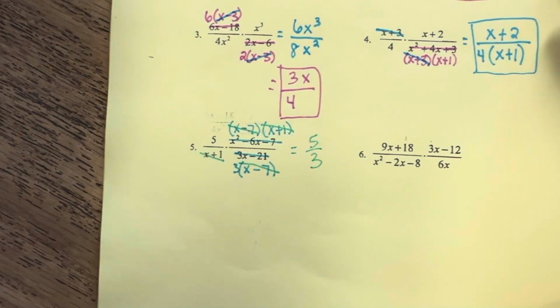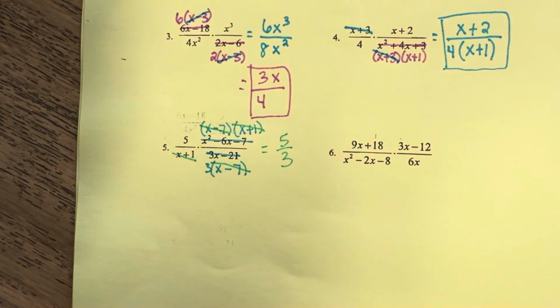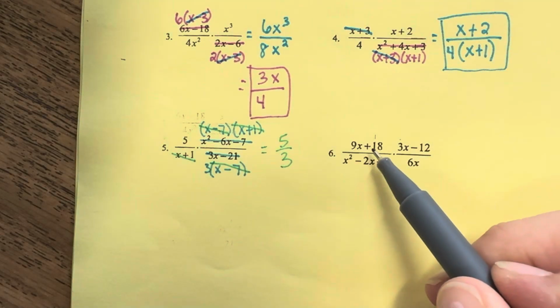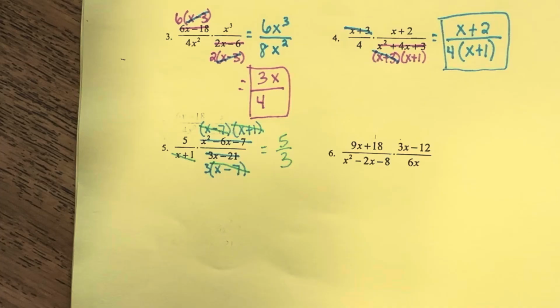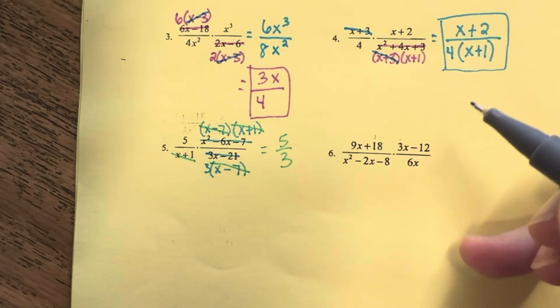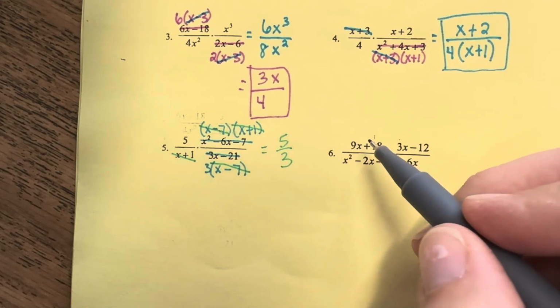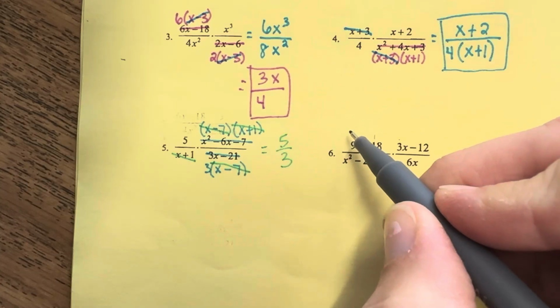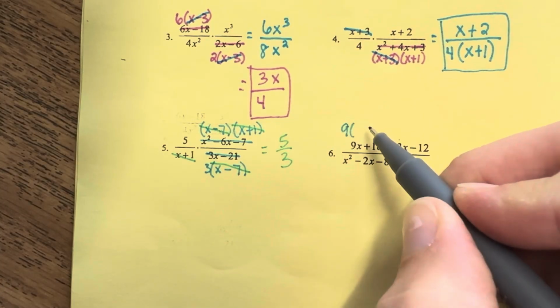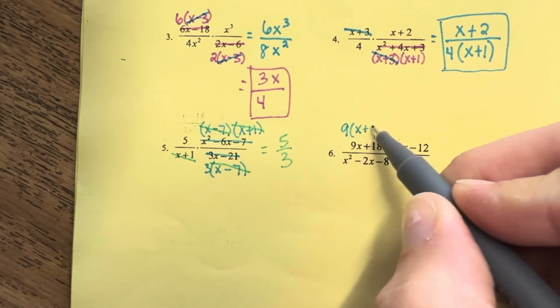Okay, let's look at 6. So same kind of thing on 6. We want to factor it first. So up top, I've got 9x plus 18. Again, there's no x squared. It's only 2 terms, so I'm not doing the x game or anything. I'm just doing GCF. So I'll bring out a 9. And then that'll leave me x plus 2 on the inside.